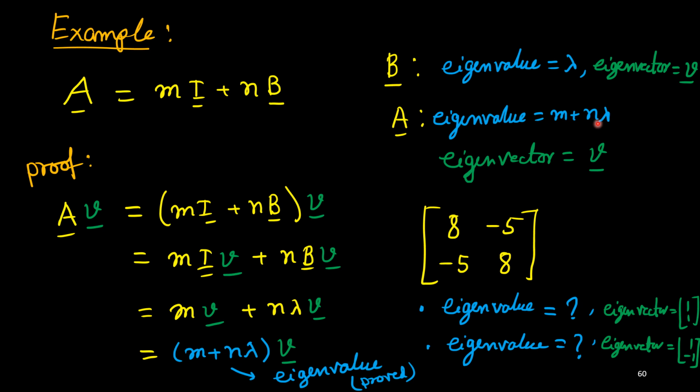And eigenvalues we can find quickly. Eigenvalues will be m plus n lambda. M is 8, n is minus 5, and for this one, 1 1, lambda is 1. So if I put lambda is 1, 8 minus 5 into 1 means 8 minus 5 will be 3 here. And for this one, lambda is minus 1. So 8 plus minus 5 times minus 1, that means 8 plus 5 will be 13. So you see, the first one will be eigenvalue 3 and the second one should have eigenvalue 13. So this is the corresponding eigenvalue and eigenvector. Okay, I think you have got this concept.